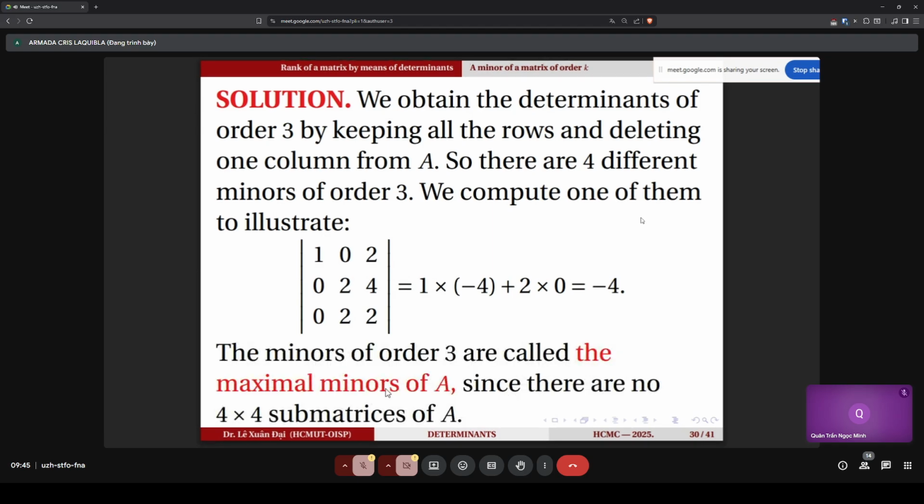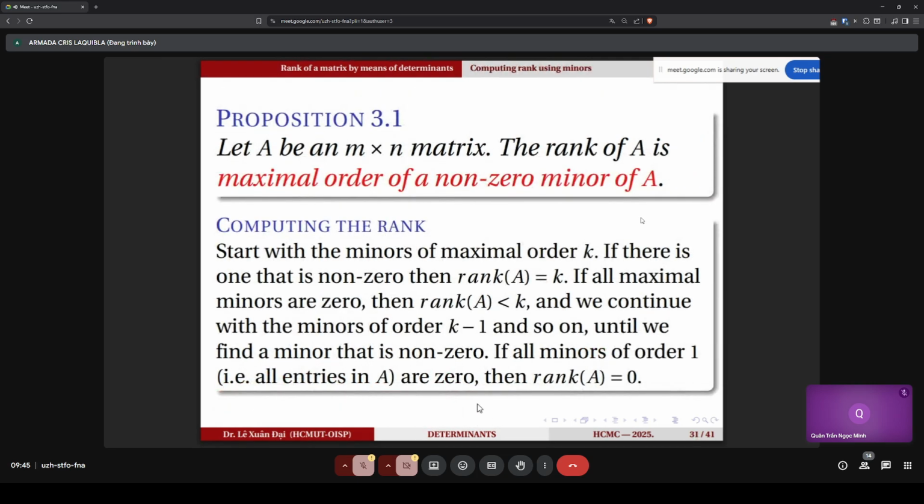And next. So the minors of order 3 are called the maximal minors of A since there are no 4 by 4 submatrices of A. Next, let A be an m by n matrix. The rank of A is the maximal order of a non-zero minor of A.